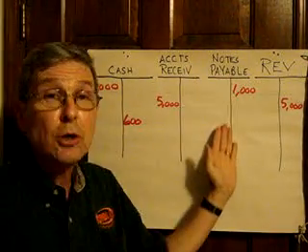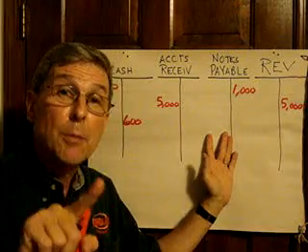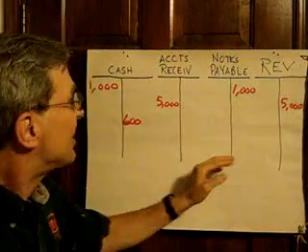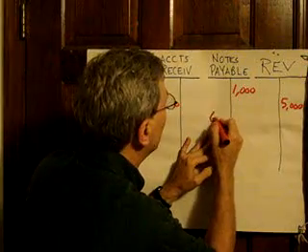And now, how does it affect notes payable? They're going down. When a liability goes down, that's a debit. So I'm going to debit notes payable $600.